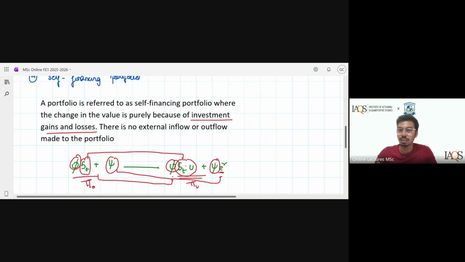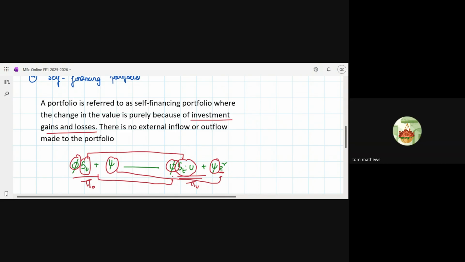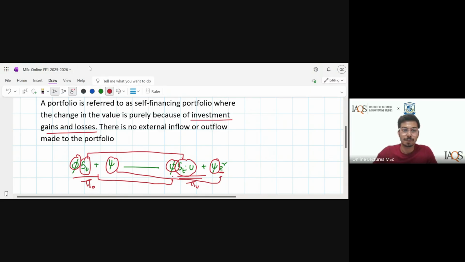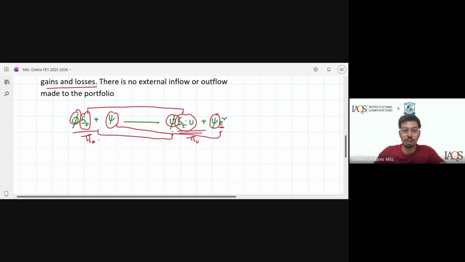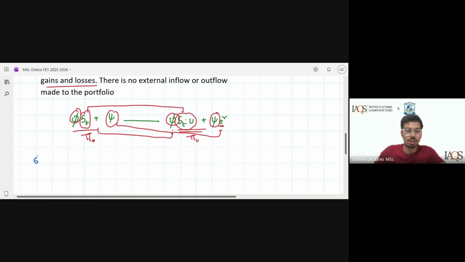Clear? Any doubts? Anyone? Self-financing portfolio: no new addition, no new borrowing, no removal. Correct. Yeah. Fair. If you want, I can copy this example down.